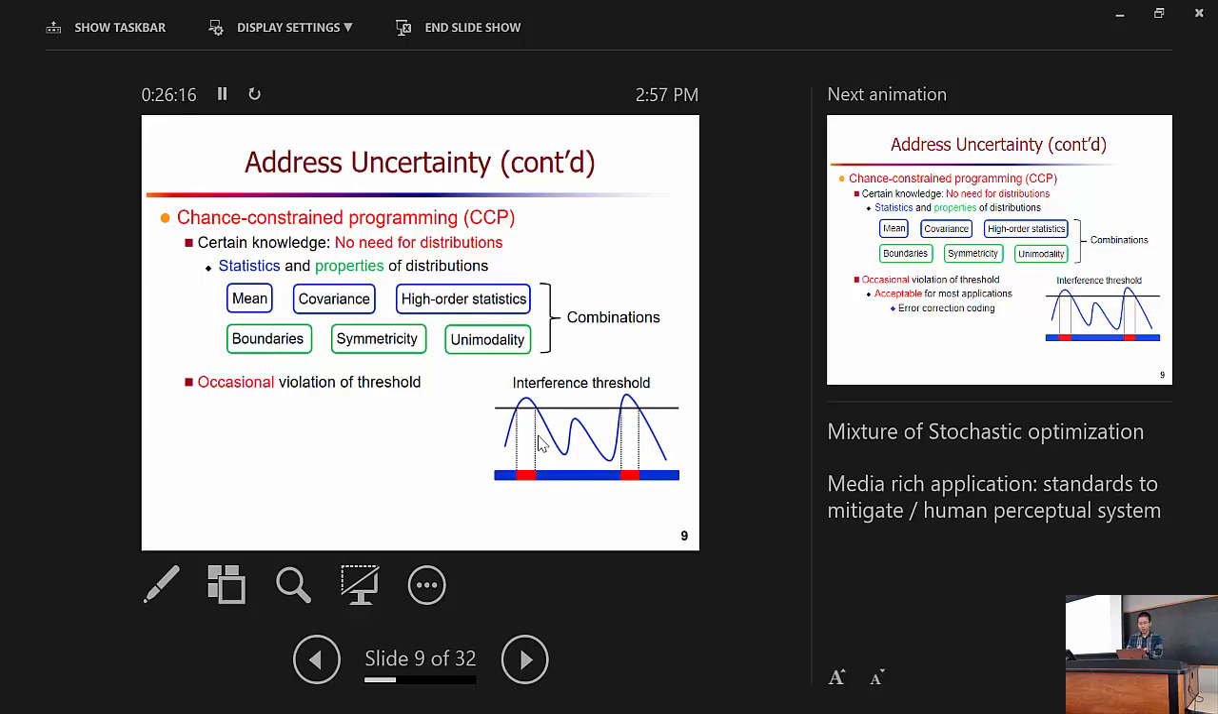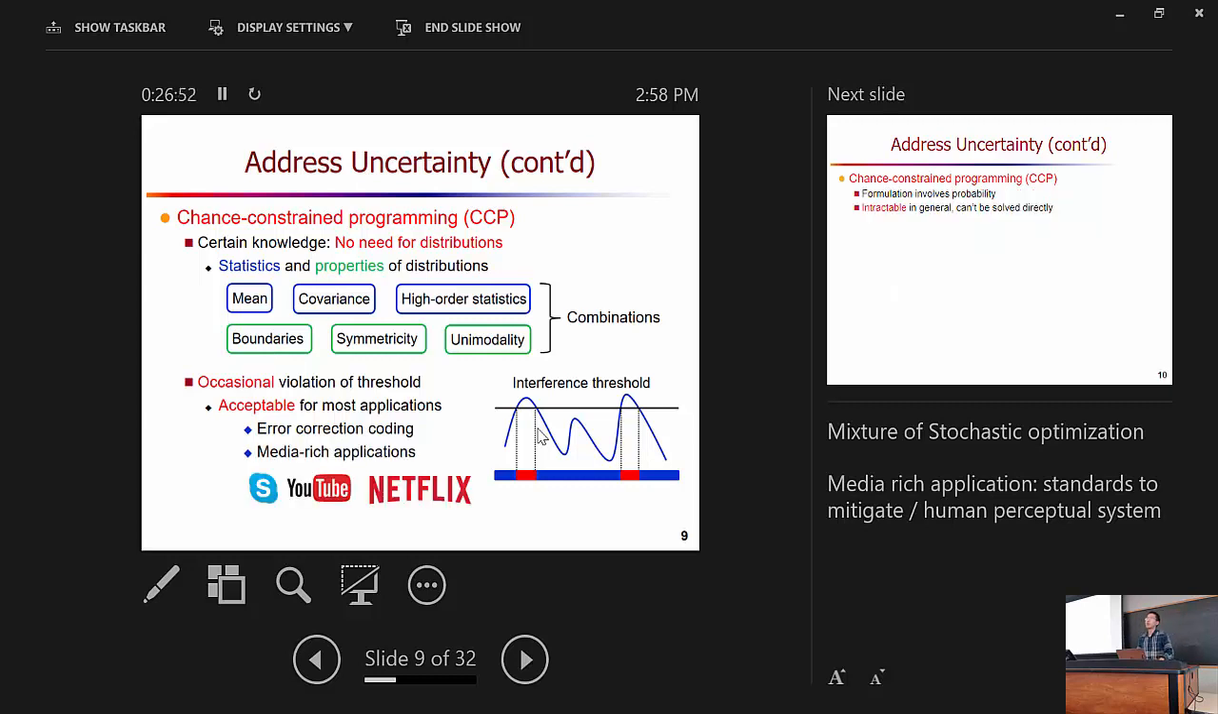So we also allow occasional violation of the threshold. This is your interference. Sometimes lower, sometimes higher. But as long as the violation happens only occasionally, that's acceptable for the primary users. The reason is, first of all, every system uses error correction codes, turbo codes, or other codes. They can retrieve your transmitted bits to some extent. I'm not saying always, but it will make you feel better, and perhaps it will recover the transmitted bits.